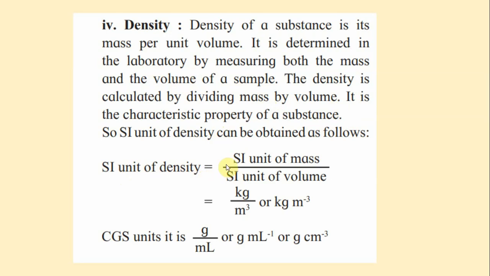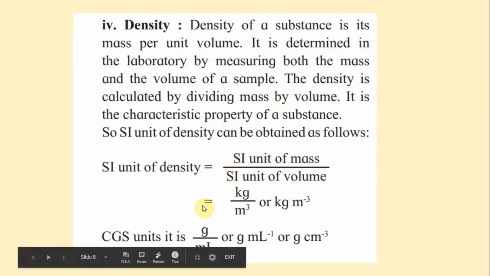The SI unit of density is equal to the SI unit of mass upon the SI unit of volume. The SI unit of mass is kg and of volume is m raised to 3, so it is kg m raised to minus 3. The CGS unit is gram per ml, or g mL raised to minus 1, or g cm raised to minus 3. CGS means we use centimeter, gram and second, but in SI units we use MKS.